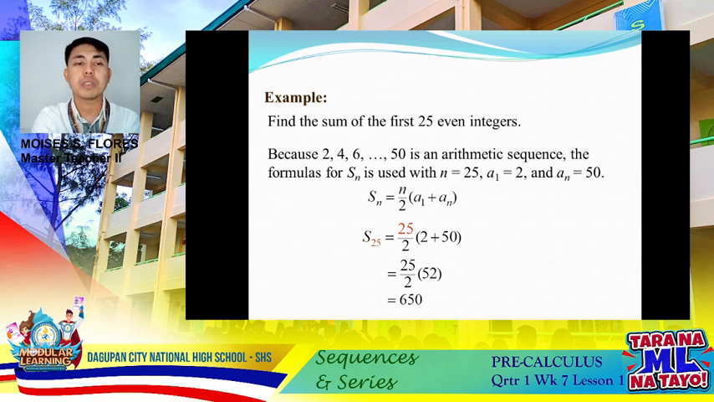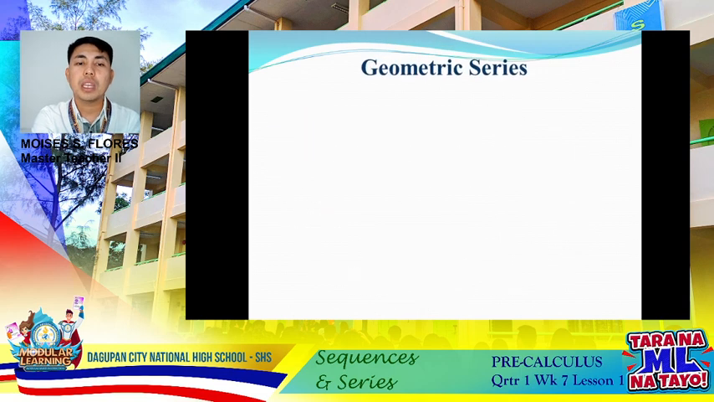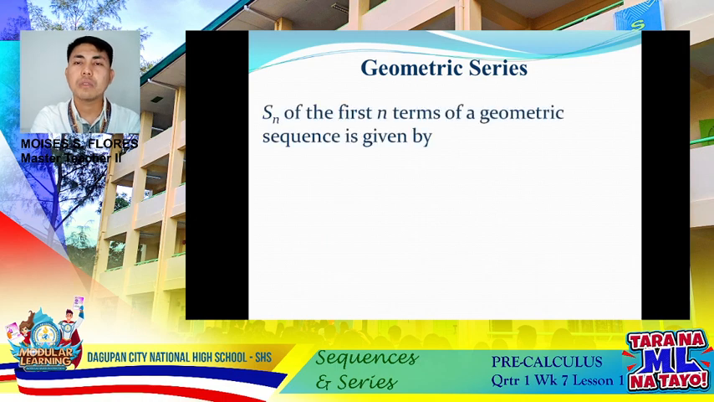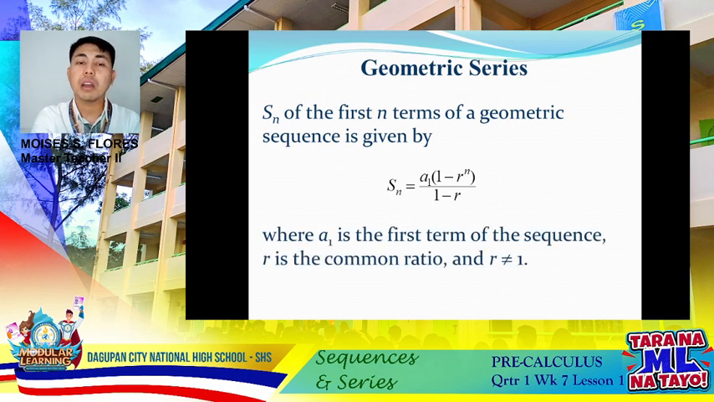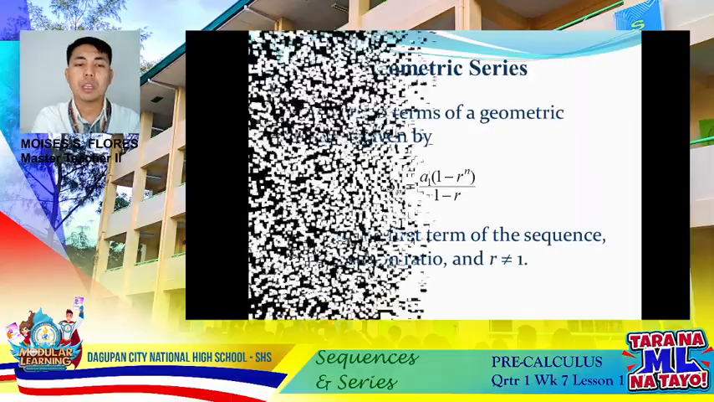Okay guys, let's proceed. That is an arithmetic series. Let's proceed now with a geometric series. When you see geometric series, guys, S of n of the first n terms of a geometric sequence is given by this formula. Okay, we have S of n equals a sub 1, quantity 1 minus r raised to n, all over 1 minus r. 1 there is a constant, and see to it that r should not be equal to 1. Okay, a sub 1 is the first term. R is your common ratio.